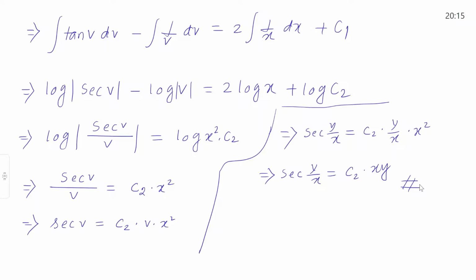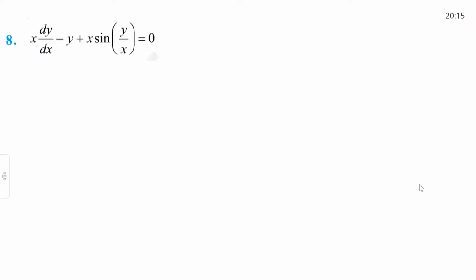Okay, so let me go to the next question. x dy/dx minus y plus x sine of y/x equals 0. Just like the previous question, let us start. First, dy/dx, it is a homogeneous differential equation, because every term has power 1, so this is a homogeneous differential equation.